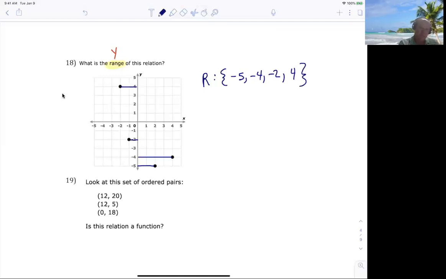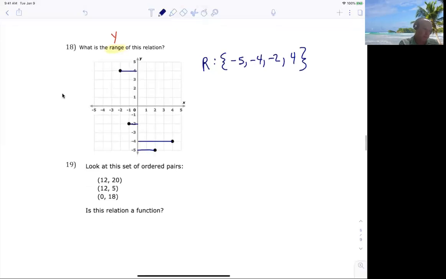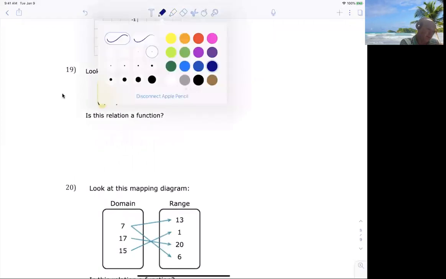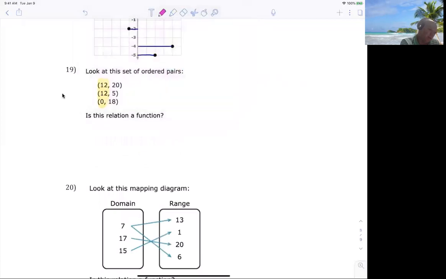Okay, now let's take a look at 19. Is this relation a function? The only thing you have to do is look at the x-coordinates. Are the x-coordinates different or are they repeated? You should be able to look at that and say that the two 12s are written twice. Because the two 12s are written twice, it is not a function. Not a function.